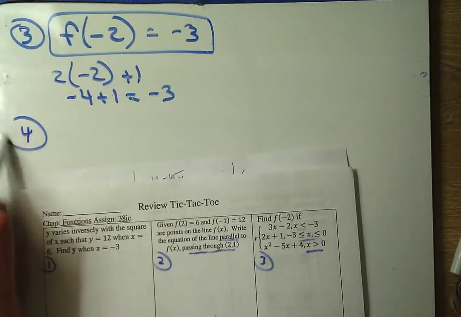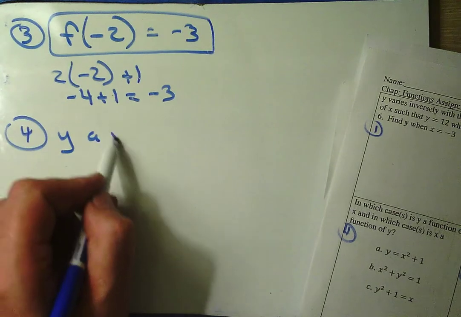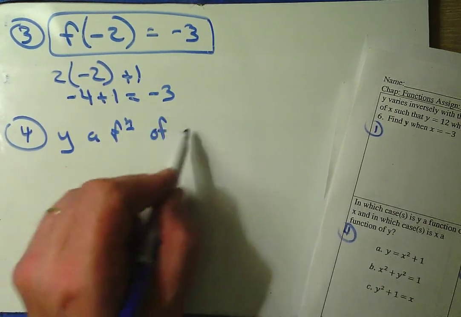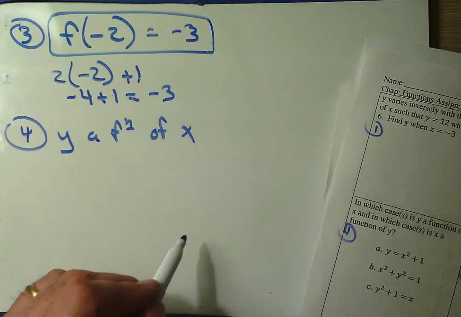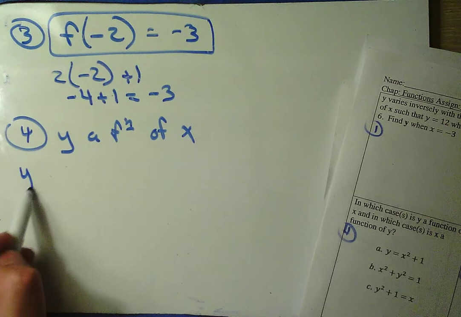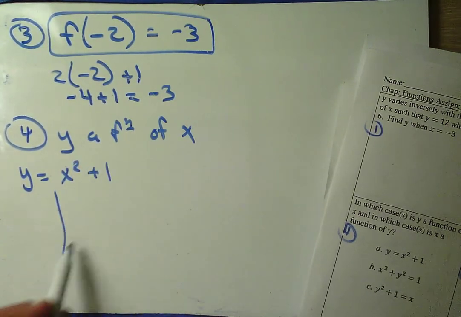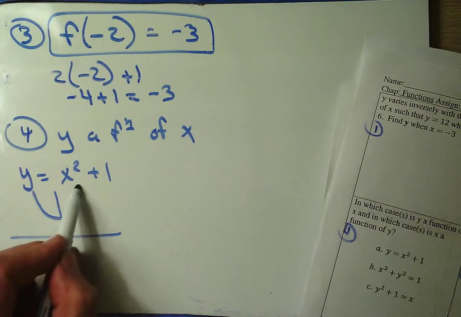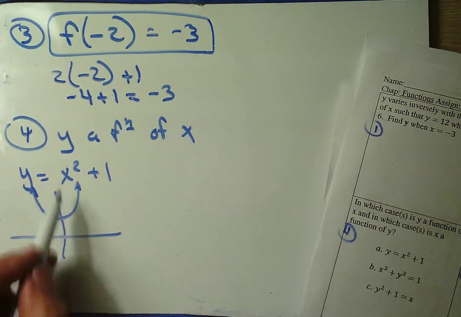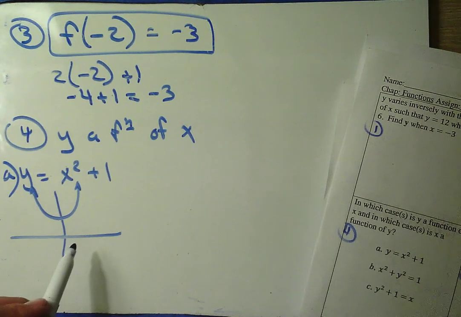Number 4. In each case, which of the following cases is y a function of x? Well, when we talked about functionness in class, we said it has to pass the vertical line test. When I look at y equals x squared plus 1, I know that that's a parabola that's been shifted up 1. I know that this passes the vertical line test, so I know A works.